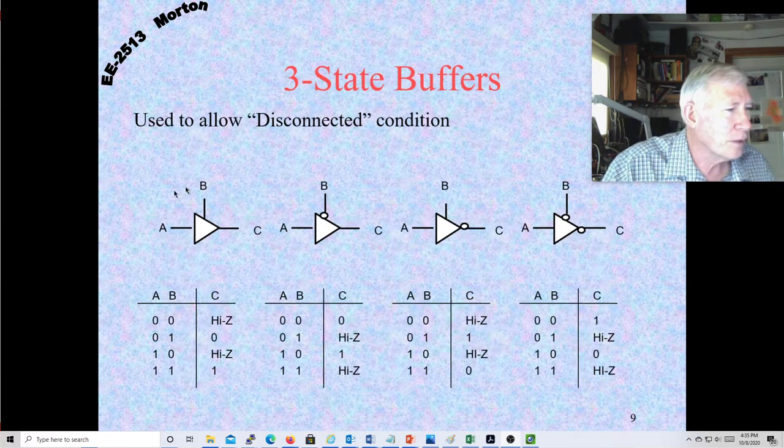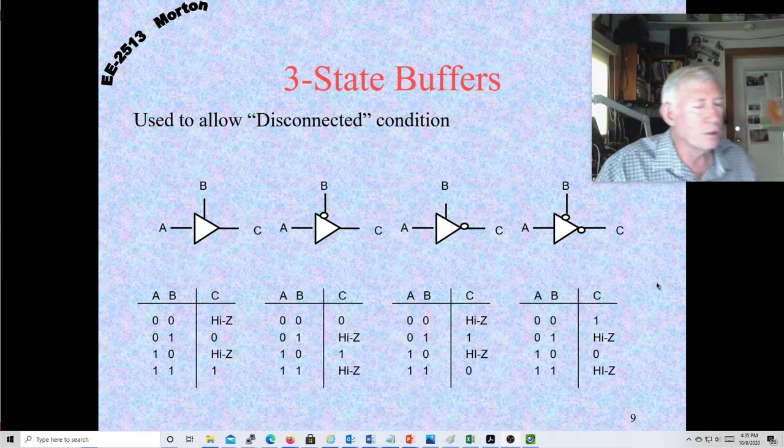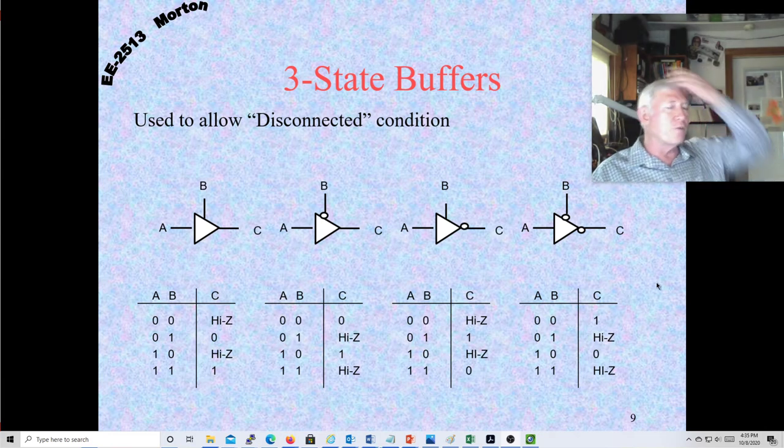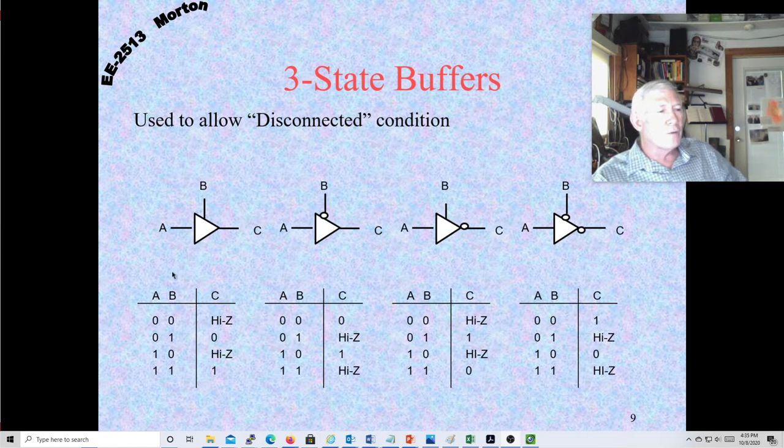So three-state buffers. These are used extensively. They come in four flavors, right? You have an input A and an output C. And in some cases, the output C is the inverse of A, and in some cases, it's the same as A. So you have non-inverting and inverting types of tri-state buffers, or three-state buffers.